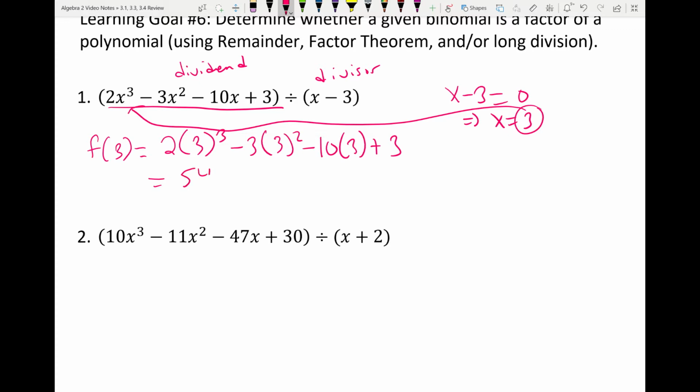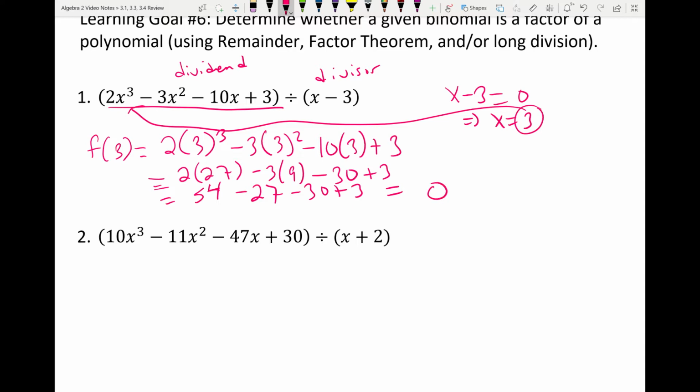So we get 54. When you do this, you've got to do the exponent first. So 3 to the third power is 27, and then 3 squared is 9. And then 10 times 3 is 30, plus 3. And then you've got to do 2 times 27, 3 times 9, and then 27 minus 30. So I get 0 here.